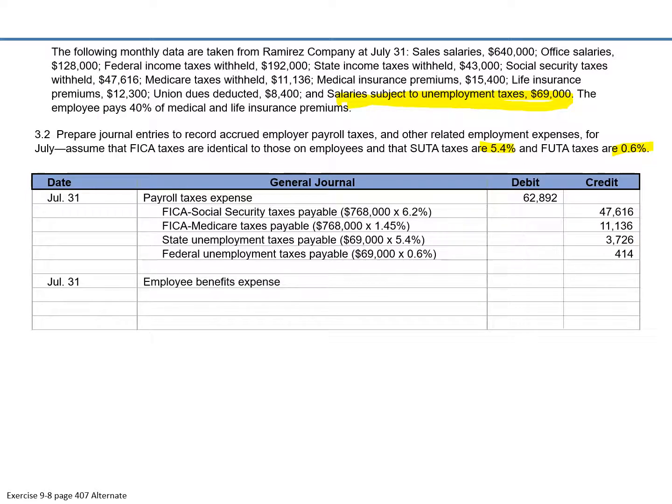The other thing we have to do is record the employee benefit expense piece of this payroll. So we've got employee benefit expense equal to the sum of the medical insurance and the life insurance that's paid by the employer. So that's the 60% from the chart on the previous page. Employee medical insurance payable for the employer portion that they pay for the employee is $9,240, and then life insurance, $7,380. So we have a total employee benefit expense of $16,620.